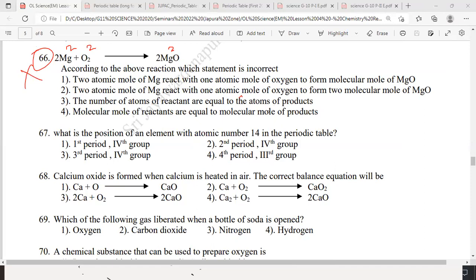Therefore, it's an ionic compound. That's why we can't. This question is wrong, right? Okay, we'll skip this one.